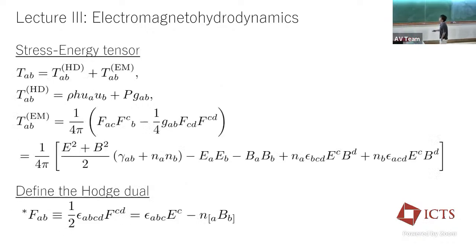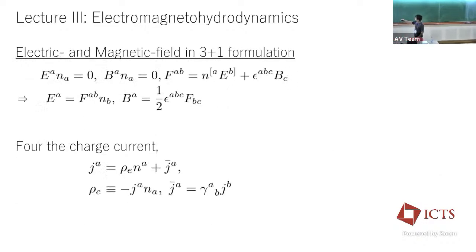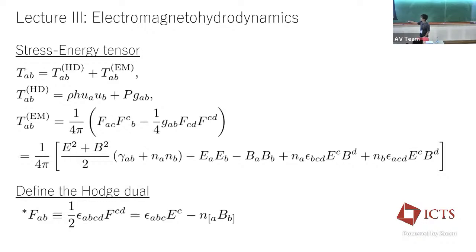Okay, now is the time to assume the stress energy for the electromagnetic hydrodynamics. The stress energy T^{ab} is decomposed into the hydro part, which we mentioned yesterday, plus the electromagnetic part. The hydro part is written something like this, and the electromagnetic part is written by the Faraday tensor F^{ab}, something like this. If you plug this expression into this one, after lengthy calculations, you finally get the T^{ab} of the electromagnetic field, which is written something like this.